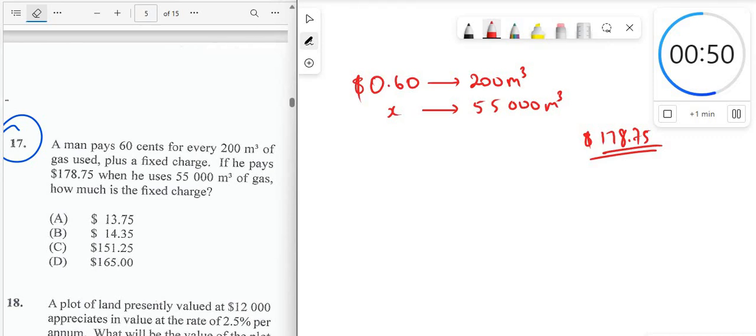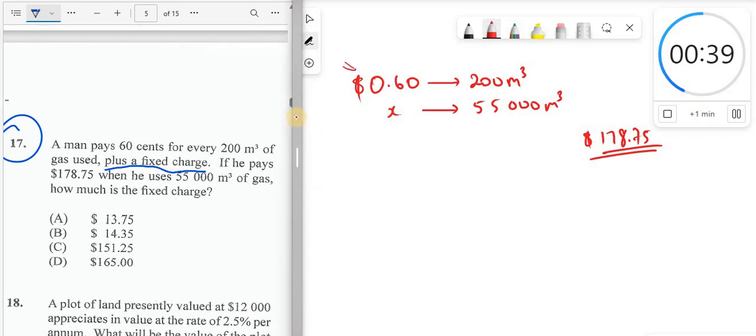Remember, it's 60 cents for every 200 meter cube plus a fixed charge. We're told here, this is saying plus, right? This is saying plus a fixed charge. So the 60 cents here does not include the fixed charge. So the amount we're trying to figure out here should not include the fixed charge as well.